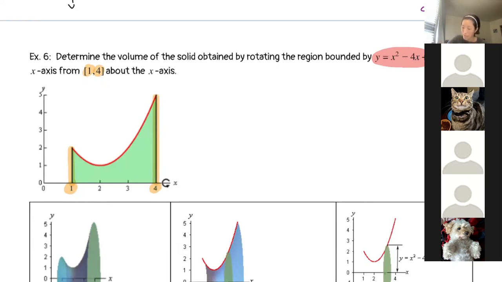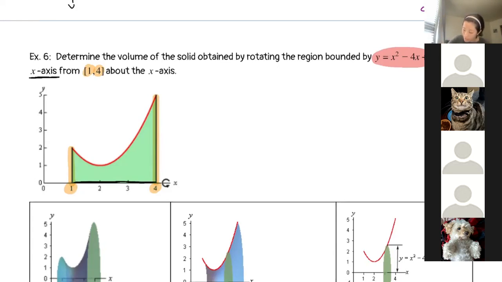Now we have sort of a top function here, the x squared minus 4x plus 5. Where is the bottom function here? Nice. So the bottom of this shape is actually, in fact, just the x-axis, right? This right here is the x-axis, and that is sort of our bottom function. And that's why this little green region that you see here only goes until the x-axis, okay?